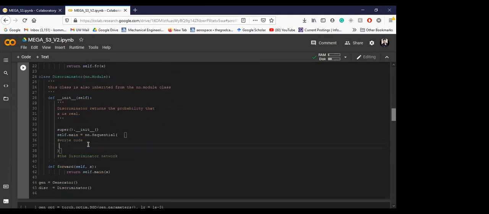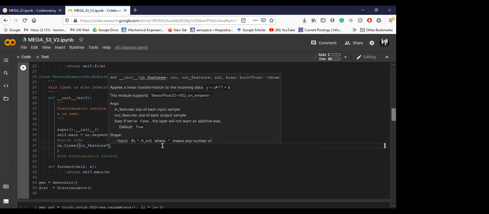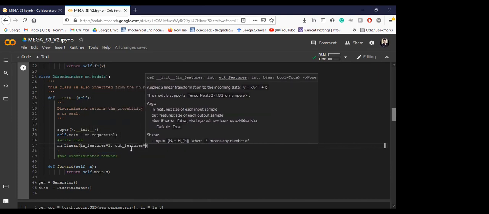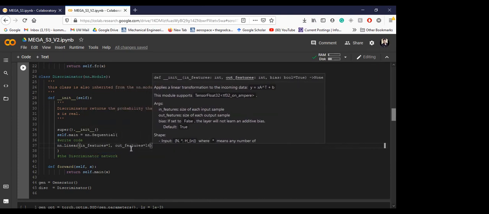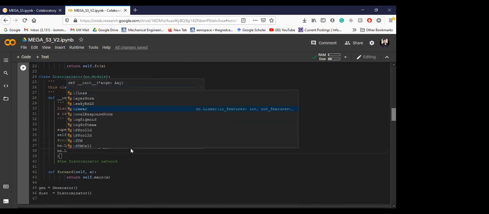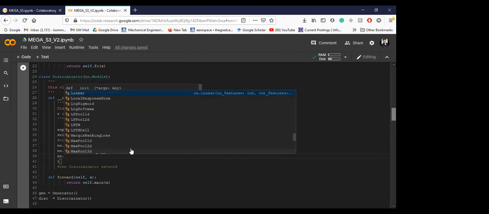And similarly, let's write the code for a discriminator. So here, this is also very similar to what we wrote in the generator. We'll have one input feature, and let's have the same number of neurons in the hidden layer for comparison. And let's add the same nonlinearity.